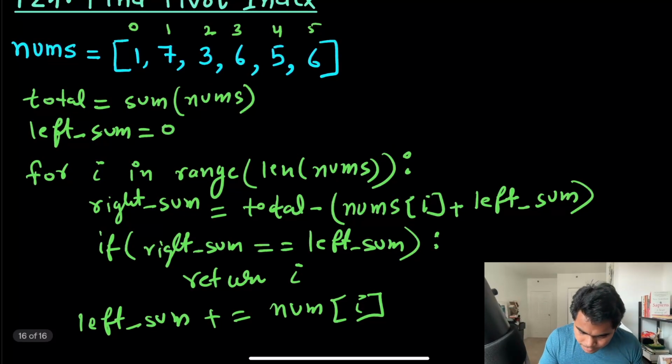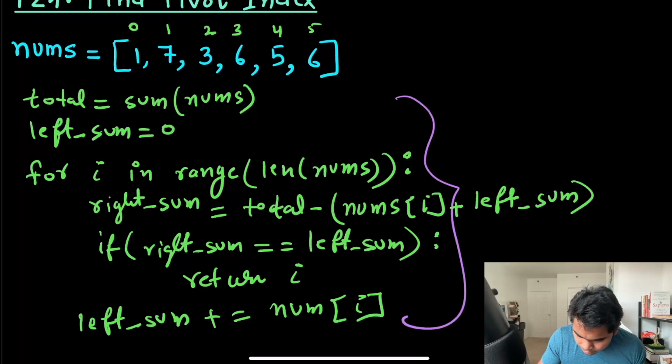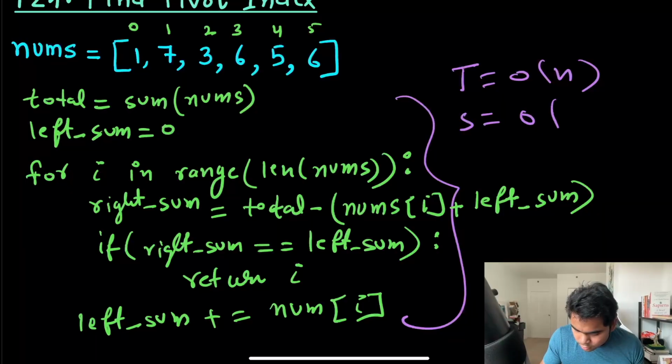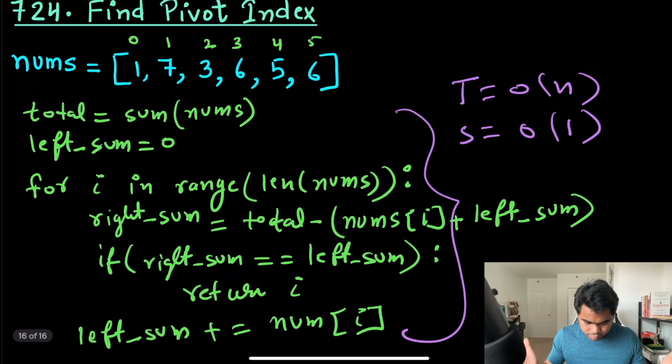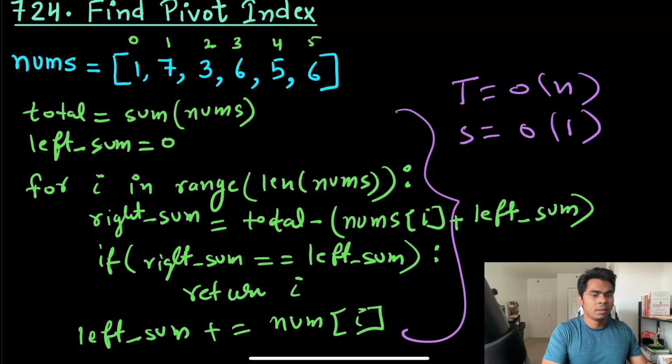So this solution right here brings down the time complexity to big O of n, and there is no extra space complexity, so it's constant. That is it. All right, so that's our bestest solution. So let's implement it. It's really easy.